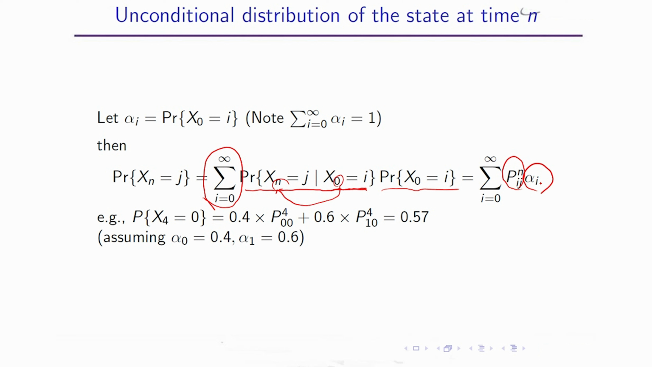For example, if you want to know the probability that X4 is equal to 0, suppose that the probability X0 is 0 is 0.4 and the probability X0 is 1 is 0.6. Then you could just use 0.4 times P_00^4 plus 0.6 times P_10^4, and you will get 0.57.